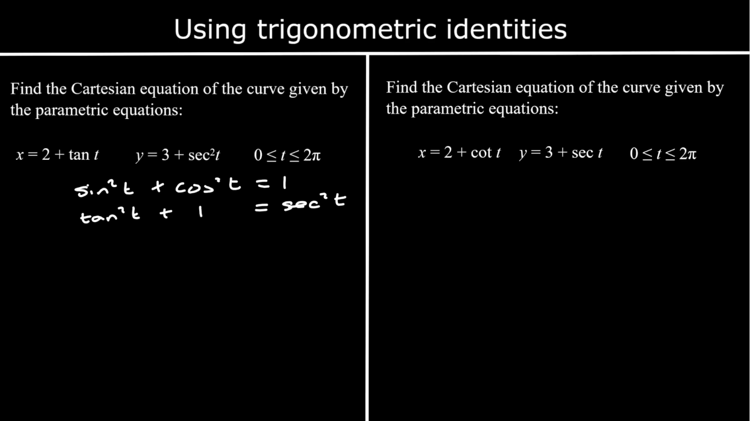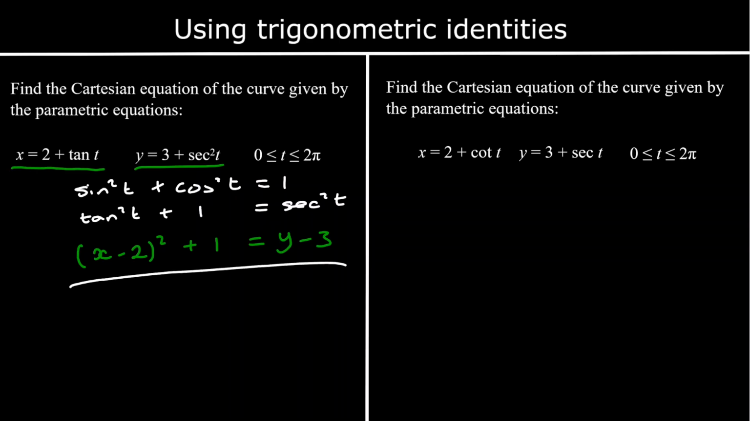So we can just substitute in for tan t. So if we rearrange our x equation, we'll get x minus 2 is tan t. So we can change tan t into x minus 2. And for sec squared t, we can say that's y take away 3. So that is our Cartesian equation. One for you to try. So we're going to be using the same identity. See if you can give it a go.